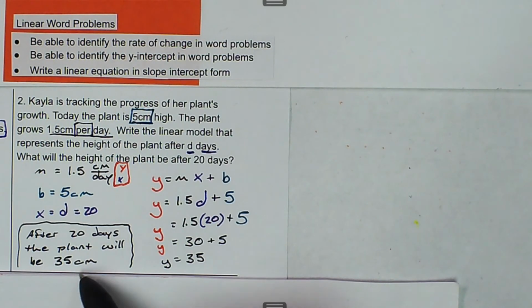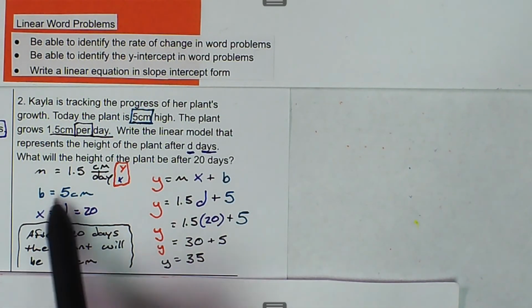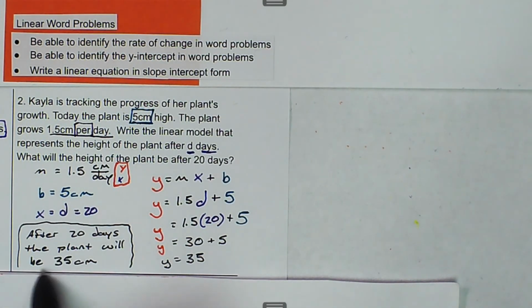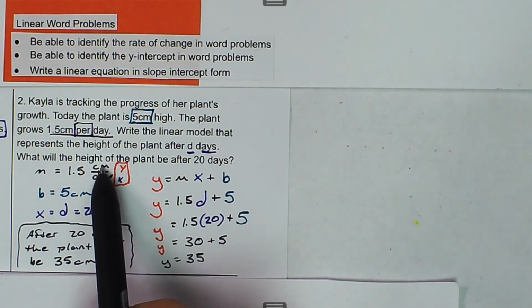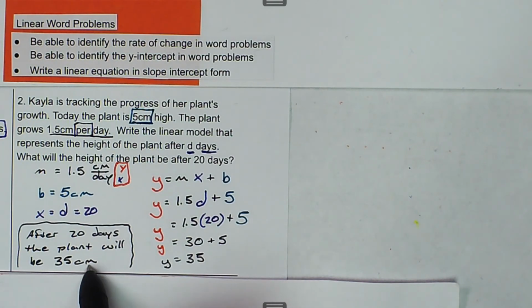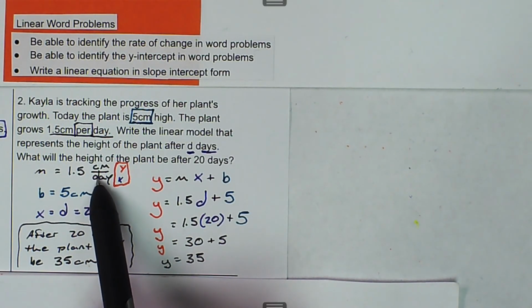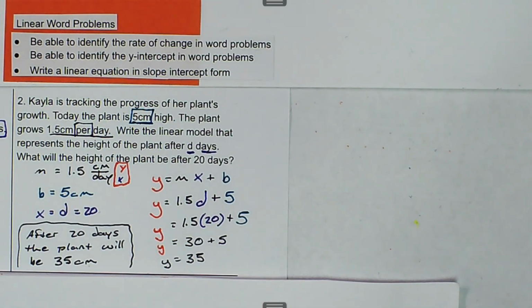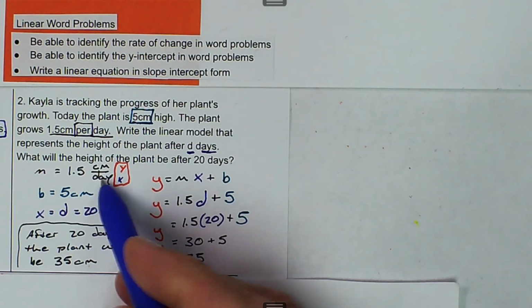And we can check all of these things. The y values would be the y-intercept, what our solution will be, and the numerator for our rate of change should all be the same units: centimeters, centimeters, centimeters. And then our x variable in the bottom of our rate of change will have the same units, so this will be 20 days, divided by days.